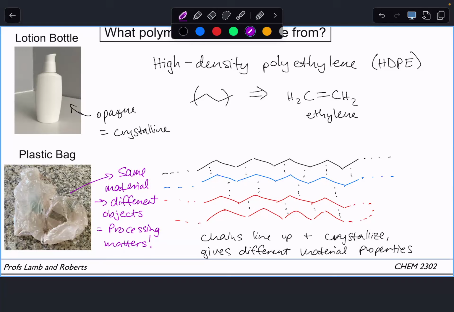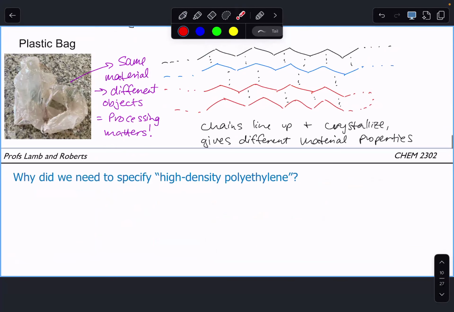HDPE is one of the most used polymers for all of the things. Like a lot of the pipes that were mentioned before were also made out of HDPE, again, because they have really good properties. So what does this high density polyethylene mean? Most of the time we've been talking about you have a monomer, you get a polymer. So why do we need to specify high density polyethylene? Why can't we just say polyethylene? That is because there are lots of different types of polyethylene, which are different isomers of each other.